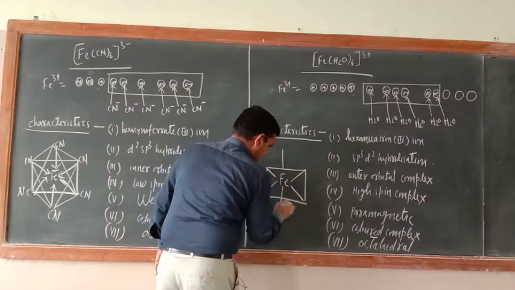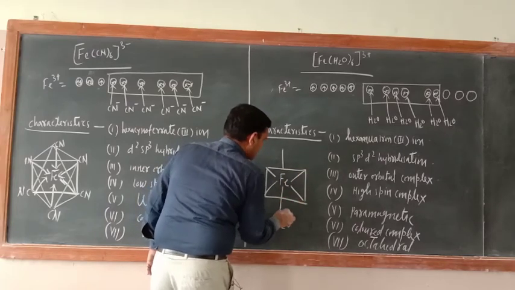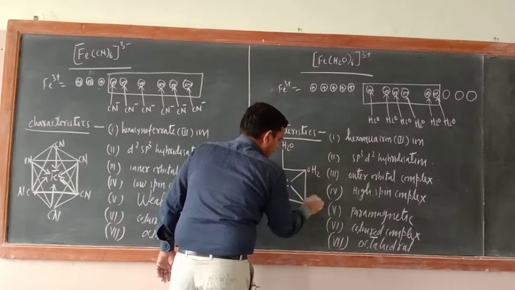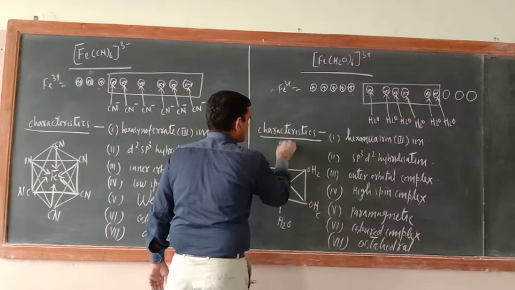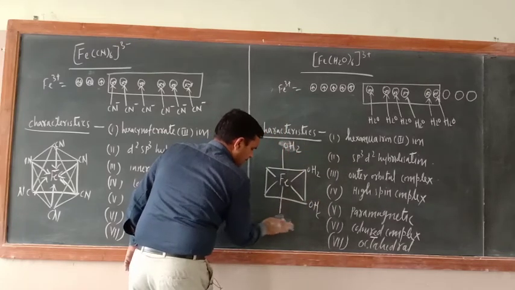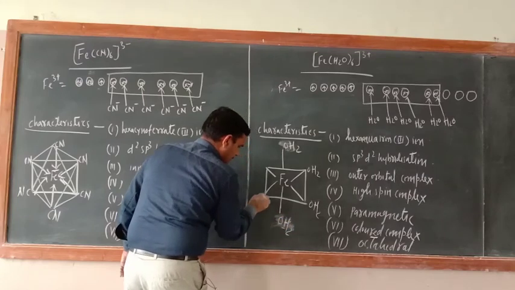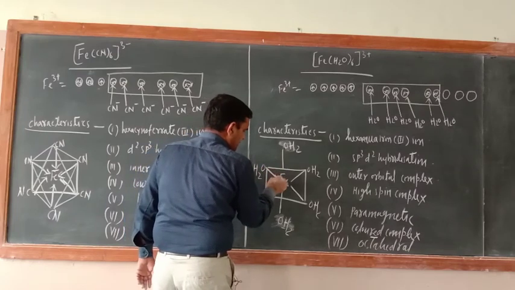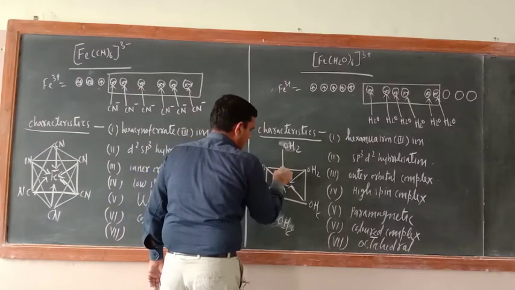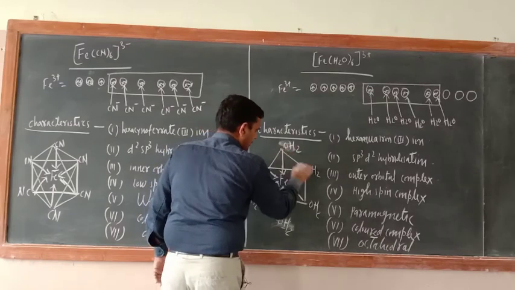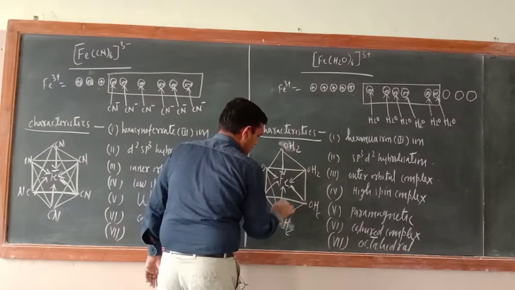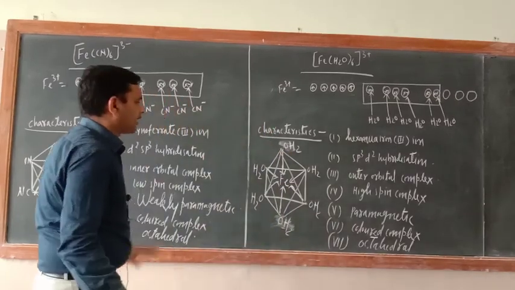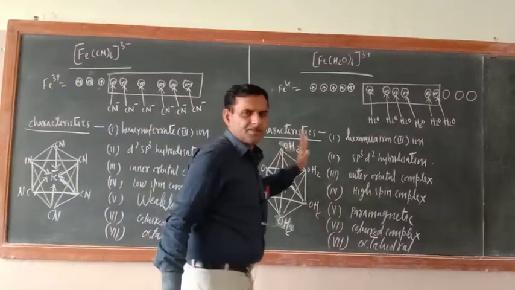Correct? Same way. Now here write H2O. Here also write H2O. Here OH2. Everywhere write OH2. Here also write OH2. This, this, this one and this one. Over? No problem at all. So in this way very easily we can decide.